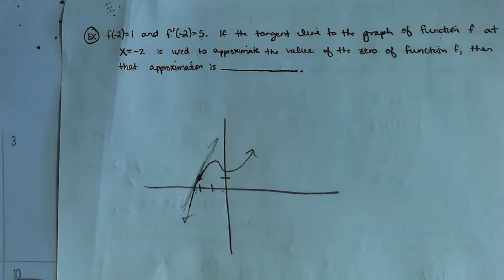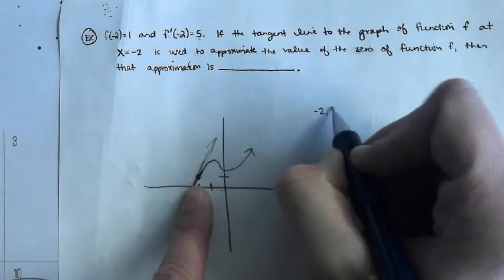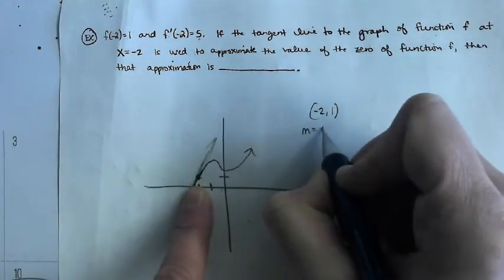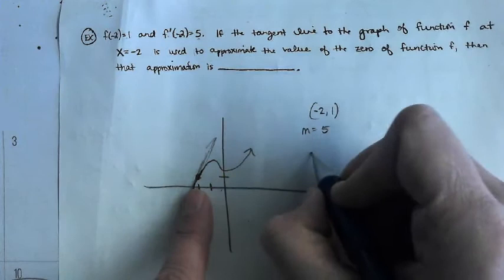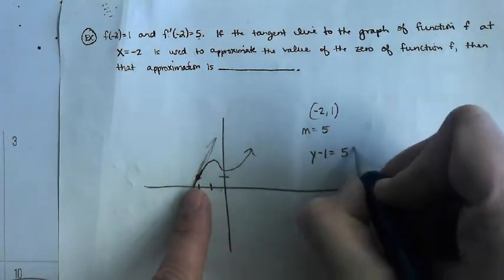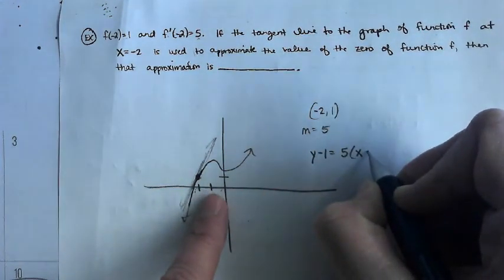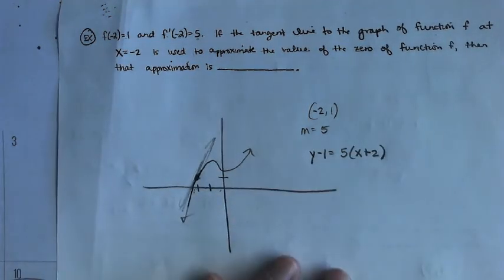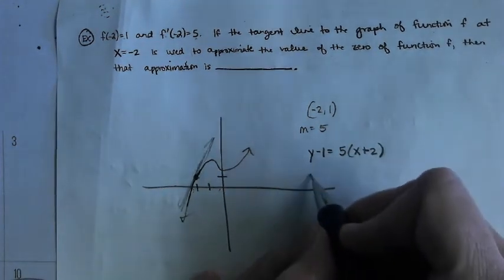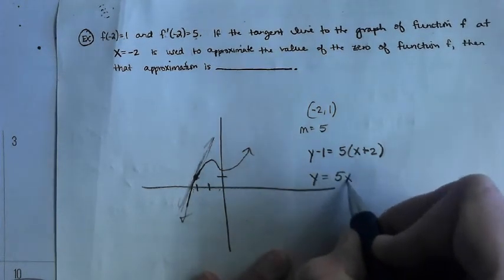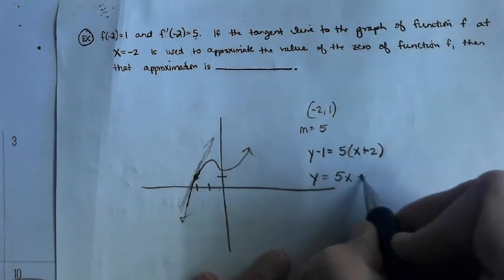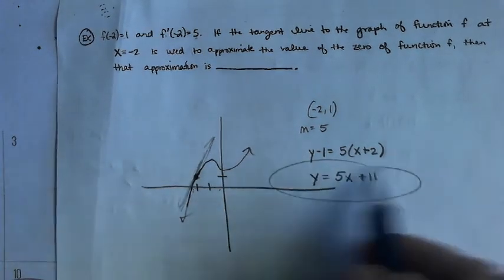How would you find what that 0 is? Can you write the equation of the tangent line? Yes, because you have a point, negative 2, 1 is your point, and your slope is 5. So we can write the equation of the tangent line, y minus 1 equals m times x minus negative 2, which will be x plus 2. So y equals, it would be 5x plus 10, but then I'm going to add 1 over, so it's going to be 5x plus 11. So there's my tangent line equation.